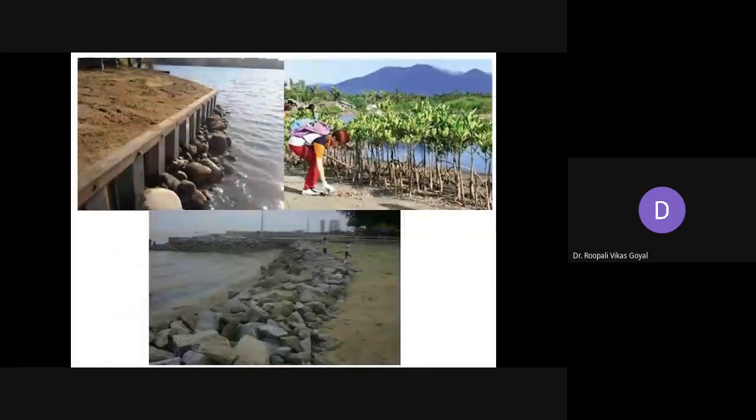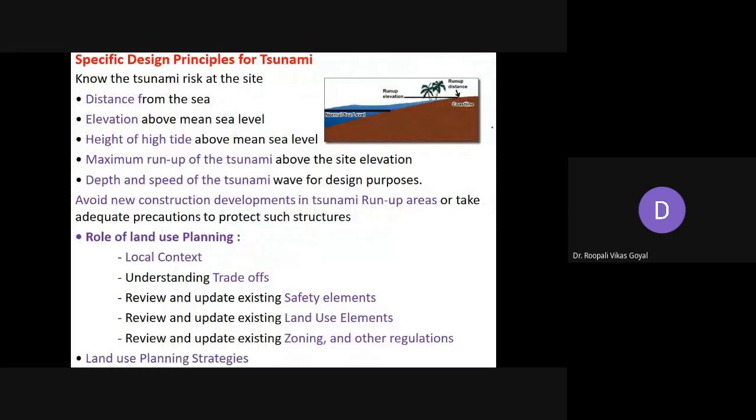Okay, so these kinds of constructions that you might have seen near coastal regions are all barriers that will protect the particular communities living nearby. So basically, there are specific design principles to be followed for areas near a tsunami-prone region.